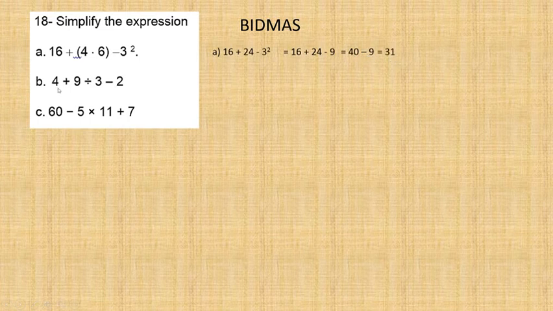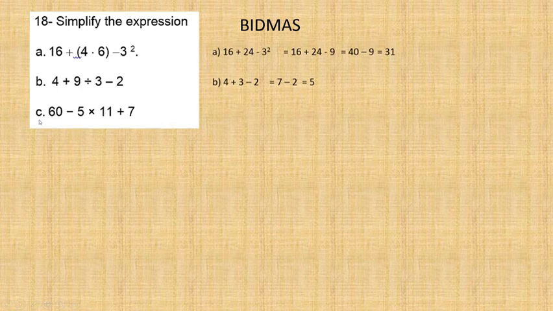For question number B, I have 4 plus 9 divided by 3 minus 2. So according to BIDMAS, I have to do the division first in this question. So 9 divided by 3 equals 3, and write down the answer normally, like 4 plus 3 minus 2. And after that, from left to right, because I have addition and subtraction, 4 plus 3 equals 7, and then minus 2. So 7 minus 2 equals, yes, 5.